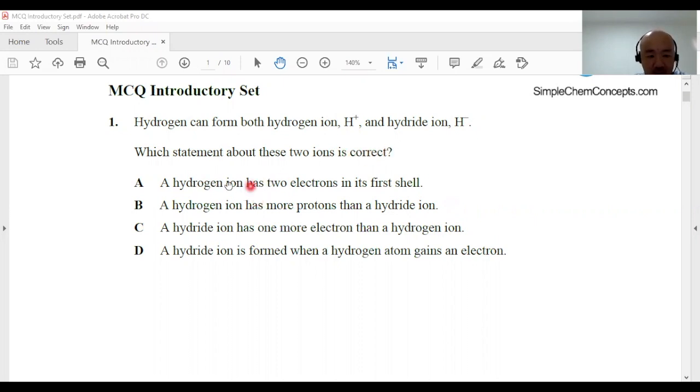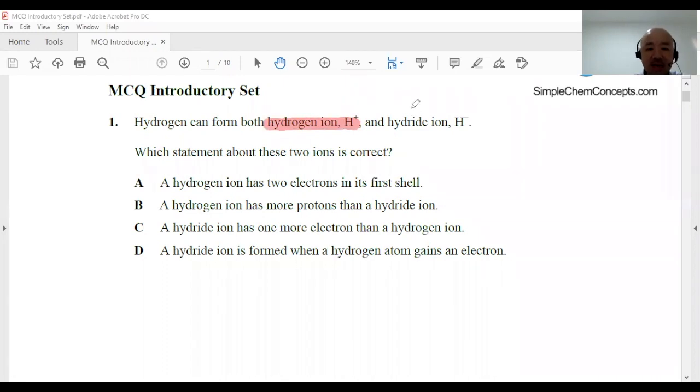Now, if you take a look, all 4 options are talking about the number of electrons or the protons and how it's being formed from a hydrogen atom. So it's really good to take a look at how these two ions are being formed from the atom itself. So let me use 2 colors and then we discuss. So how do we get a hydrogen ion, which we are more familiar with?